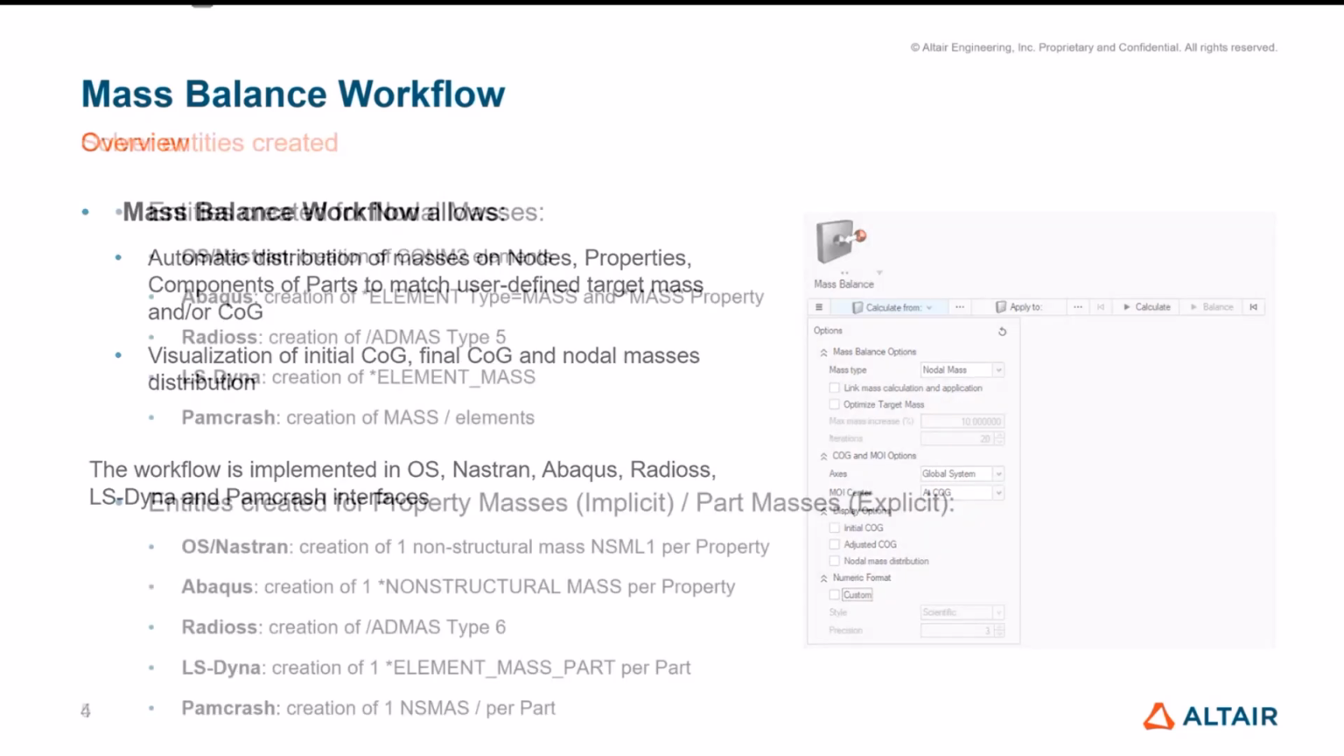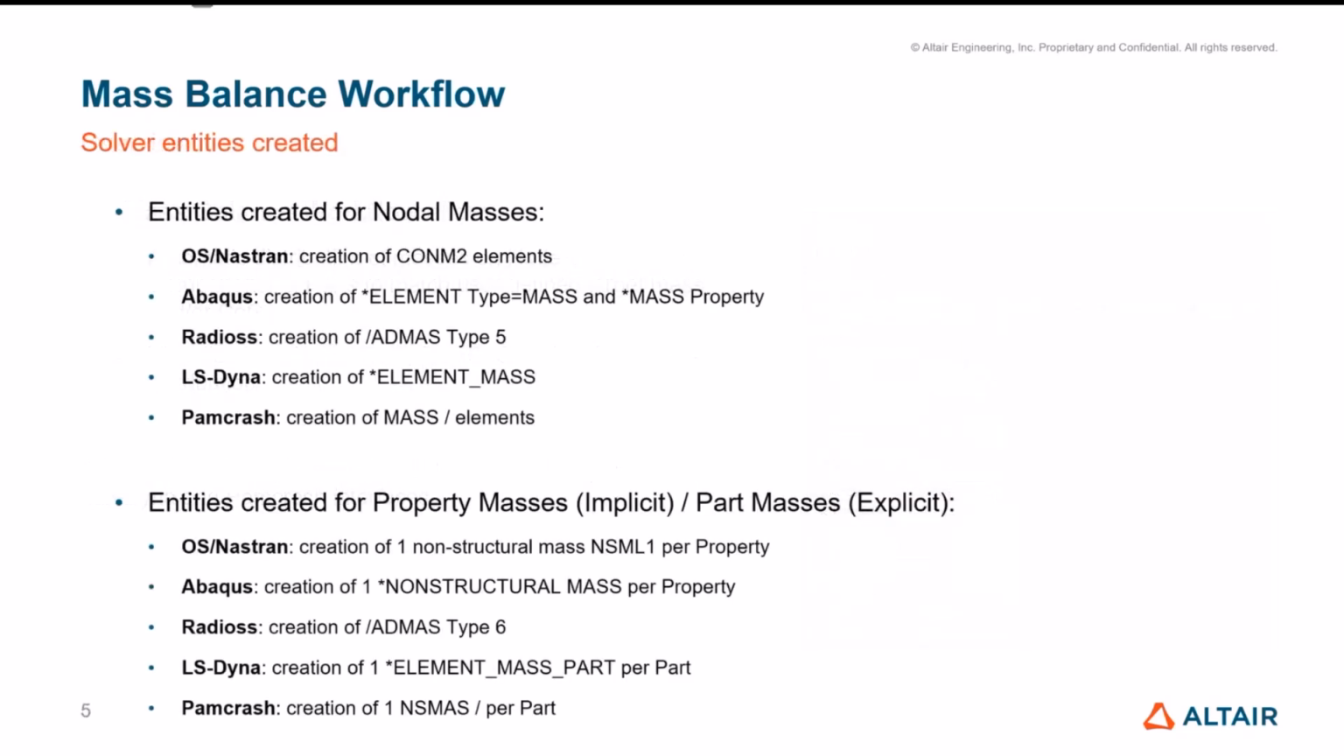As part of the workflow, as I said, we can create and distribute masses on nodes. In that case, you see the different entity types which are created per interface. For OptiStruct and Nastran, we create the CONM2 elements. For the Abaqus interface, the element type mass and mass properties. For Radioss, we create the /ADMAS type 5, DYNA element mass, and PAM-CRASH the mass elements.